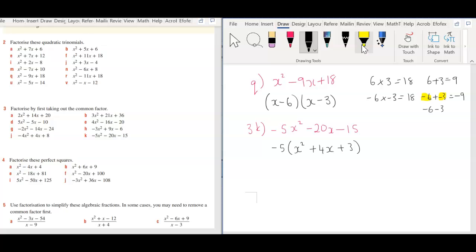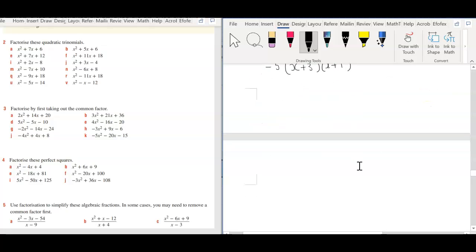So we need now two numbers that multiply to give you 3 and add to give you 4. It's good, there's only one factor pair of 3, which is 3 times 1. And then obviously when we add them together, we get 4. So that negative 5 stays out the front, but now we have factorized the x squared plus 4x plus 3. So it's x plus 3, x plus 1.